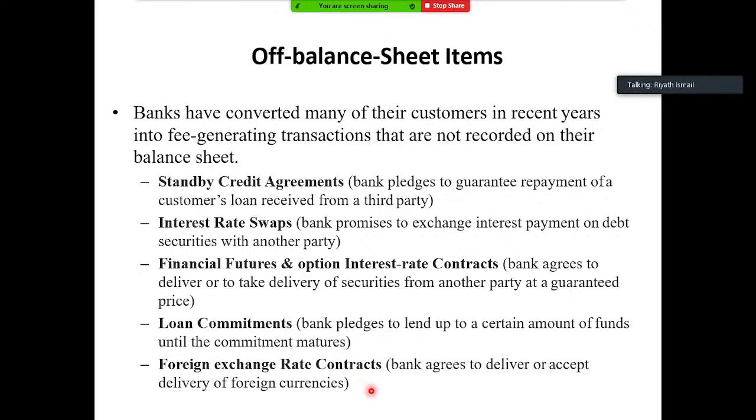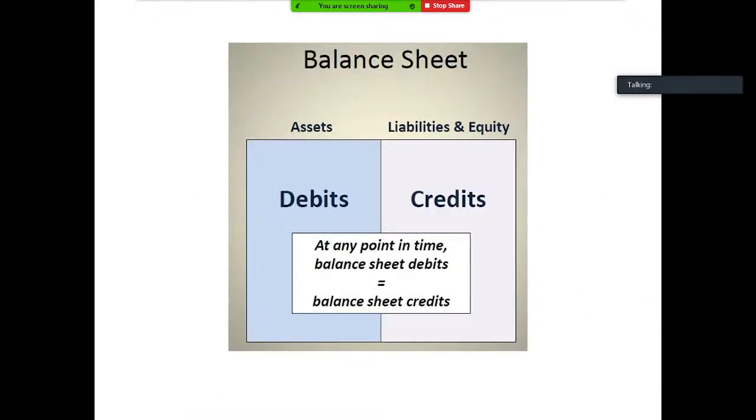And foreign exchange contract. So a bank agrees to deliver or accept a delivery of foreign currencies. You see the balance sheet here, assets and liabilities. So at any point in time, balance sheet debit equals balance sheet credit.